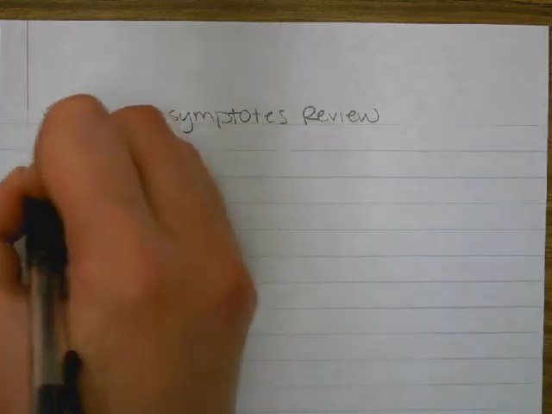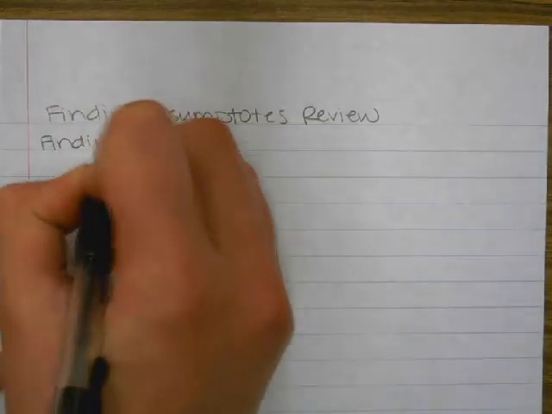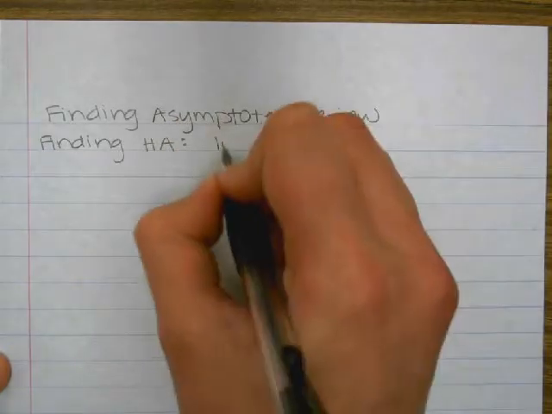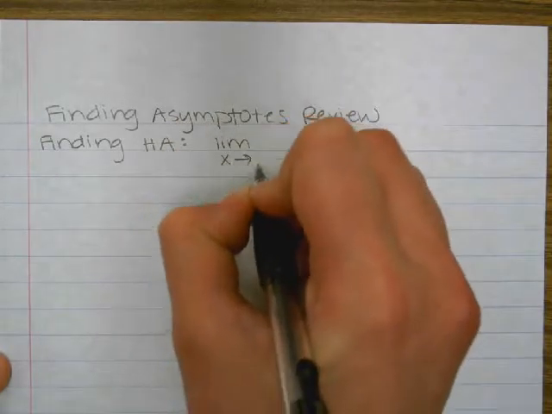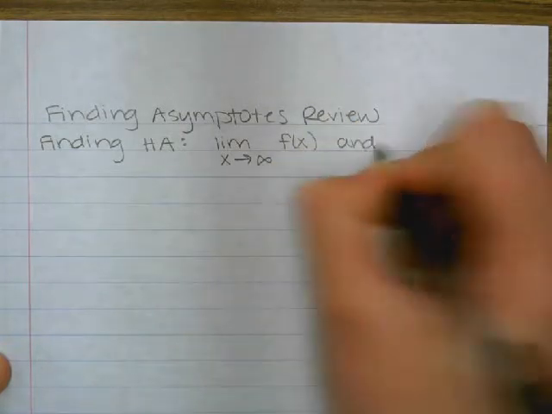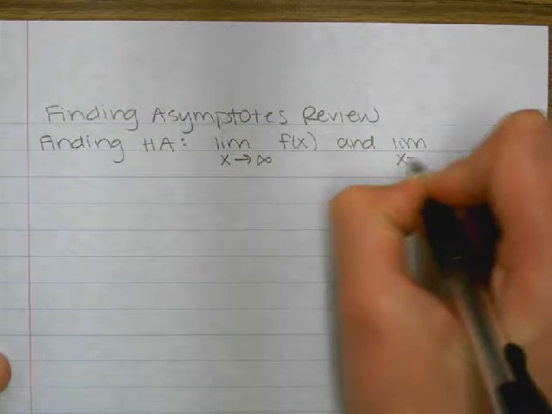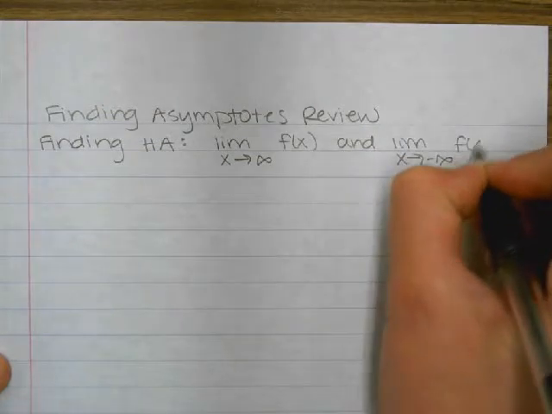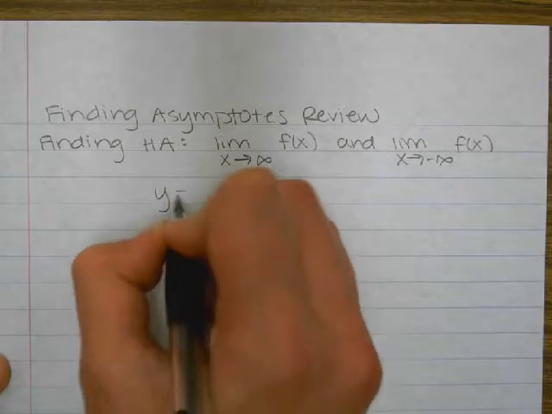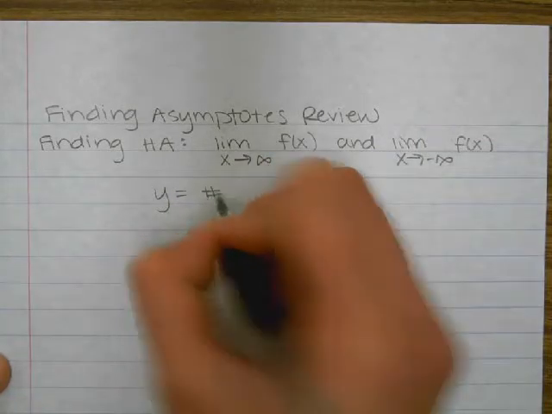So if you are looking for a horizontal asymptote, you will find those when you find the limit as x approaches positive infinity and when you look for the limit as x approaches negative infinity. And when you write your horizontal asymptote, it's always in the form y equals some number.